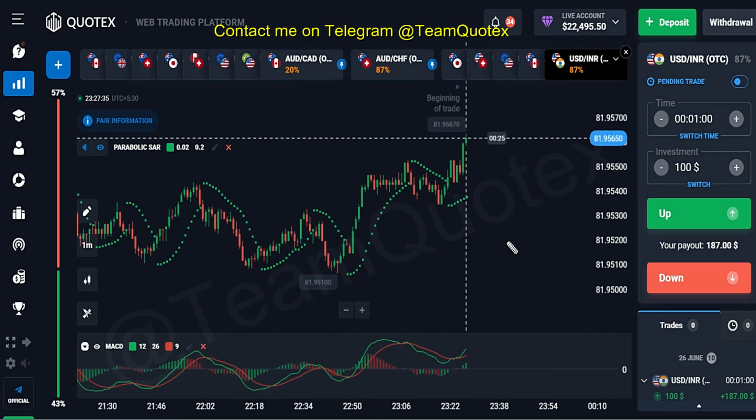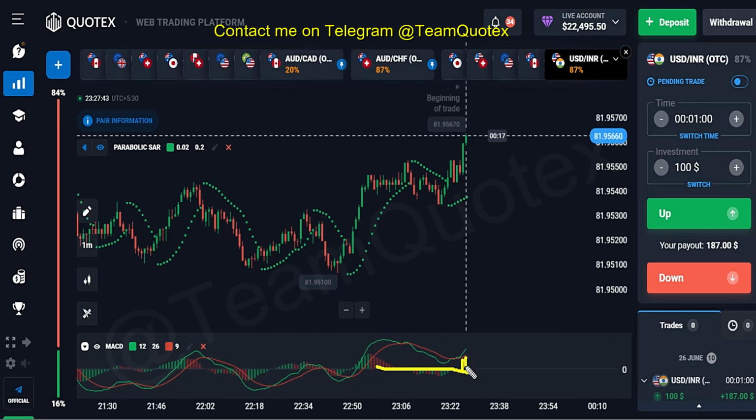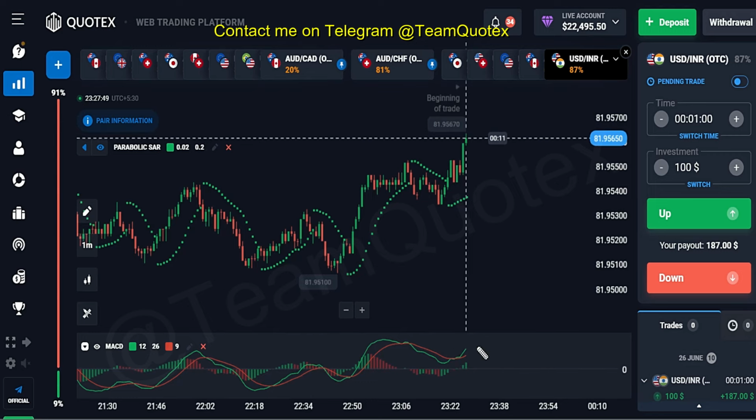Now to place our trade in the up direction, we need another confirmation from the MACD. So this is our MACD. These are the bars, the histograms. In my last video, I taught you the MACD indicator in detail. If you haven't watched it yet, you can watch it. I'll attach the link in the description.